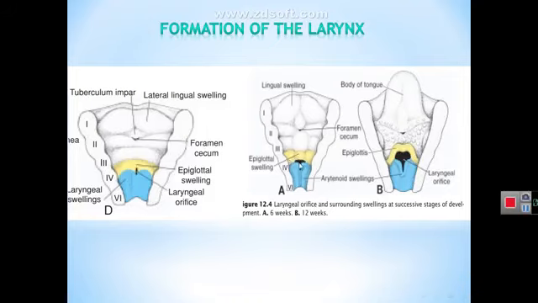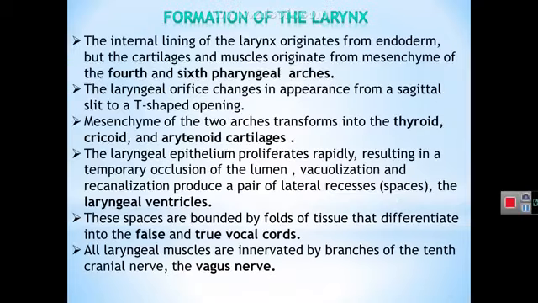The laryngeal epithelium proliferates rapidly, resulting in temporary occlusion of the lumen. Thereafter, vacuolization and recanalization produce a pair of lateral spaces called the laryngeal ventricles. These spaces are bounded by folds of tissue that differentiate into false and true vocal cords.